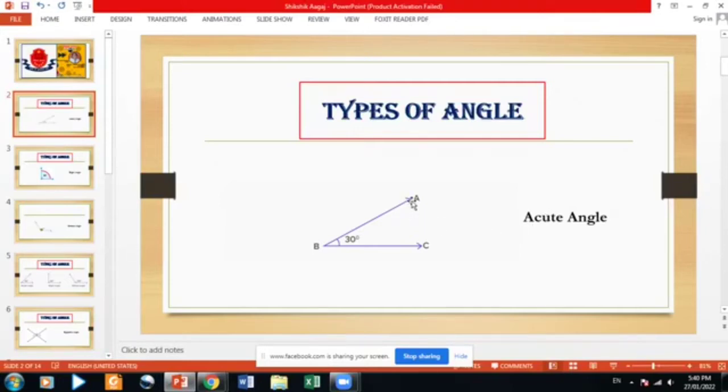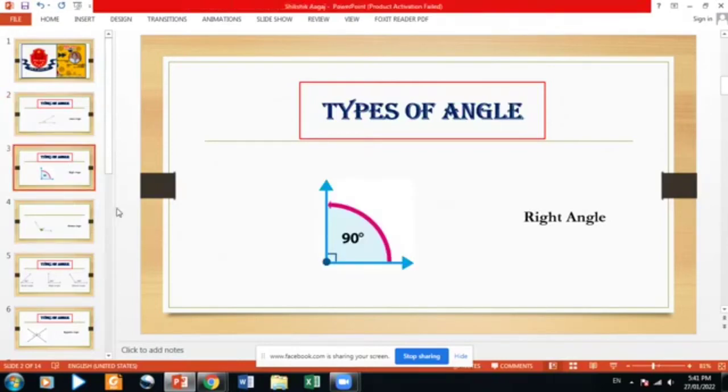So how to read this acute angle? Angle ABC, because B should be in between. B is the origin, B is the middle point. So we can read this angle as angle ABC or angle CBA, but not like BCA, never. We can also read this angle by a single letter, that is angle B. So angle ABC or angle CBA or angle B. And if the measurement of this angle is 30 degrees, we can say measure of angle ABC is 30 degrees and this is an acute angle. So remember how to read the name of an angle and how to tell its measurement.